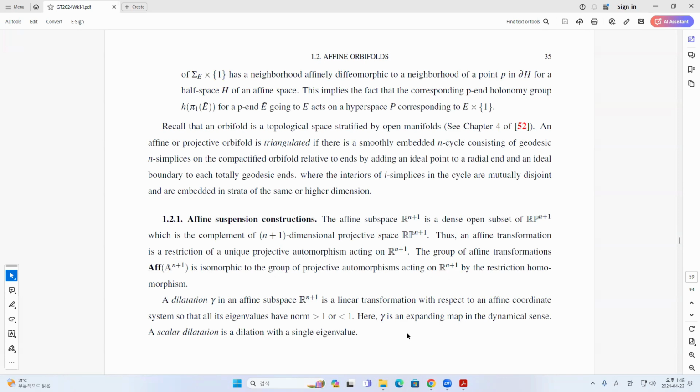A dilatation of the affine transformation is a linear transformation with respect to some affine coordinates, so that the eigenvalues are always bigger than one or less than one. In this case, when I say linear, it means there's some fixed point, which is considered as the origin. Then gamma is an expansion map in the dynamical sense, and a scalar dilatation is one where the eigenvalues are the same.